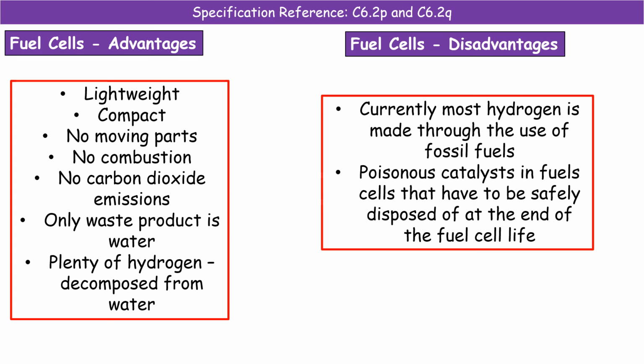Firstly, most of the hydrogen that we would use in these fuel cells actually comes from fossil fuels. So it's not quite perfect because we need a way to generate the hydrogen without the fossil fuels to make it far better from an environmental viewpoint. Secondly, we also have poisonous catalysts present in these fuel cells, but at the end of the fuel cell life cycle, we've got to dispose of them properly to avoid contamination of key areas of the environment as well.